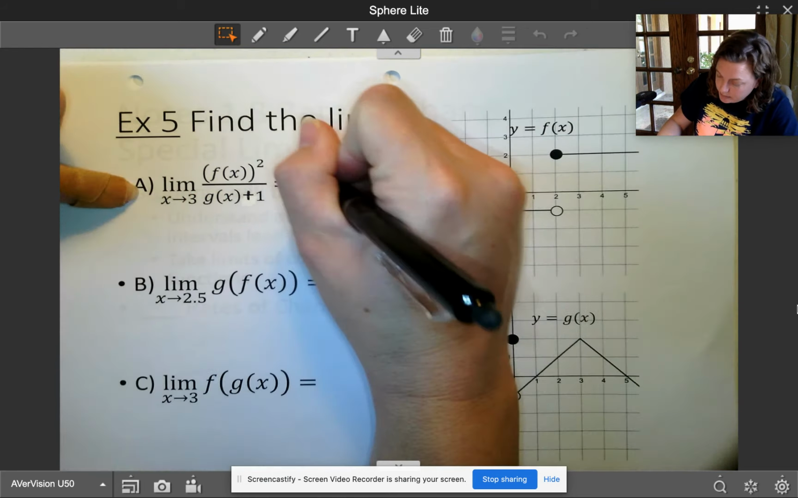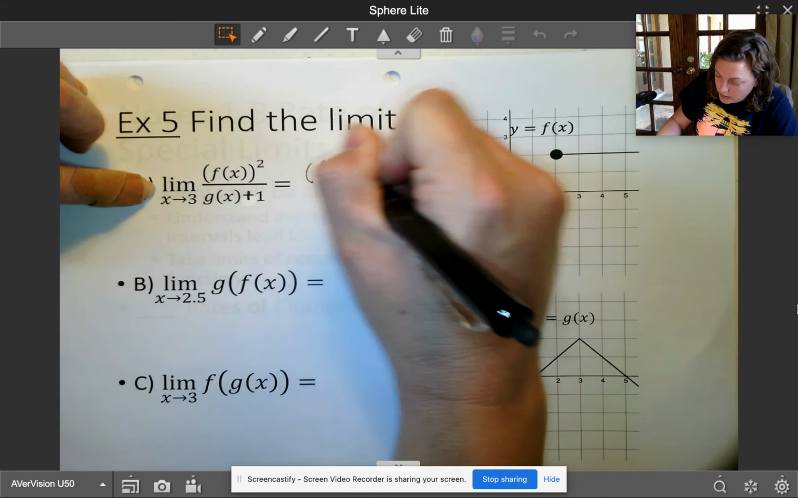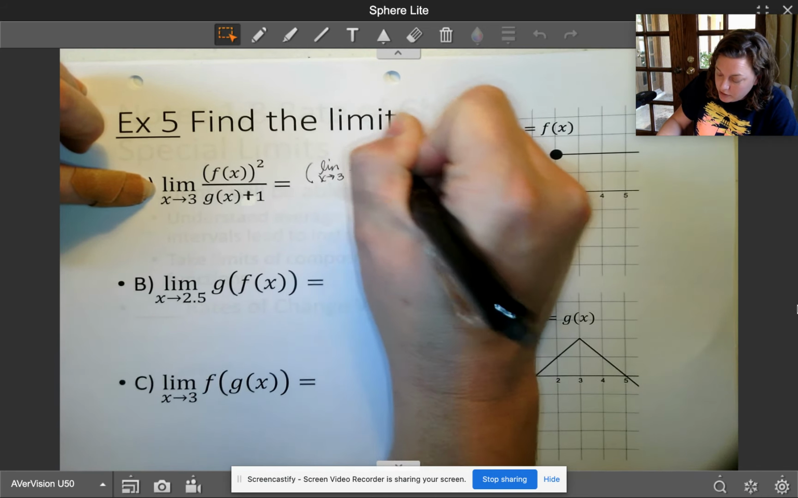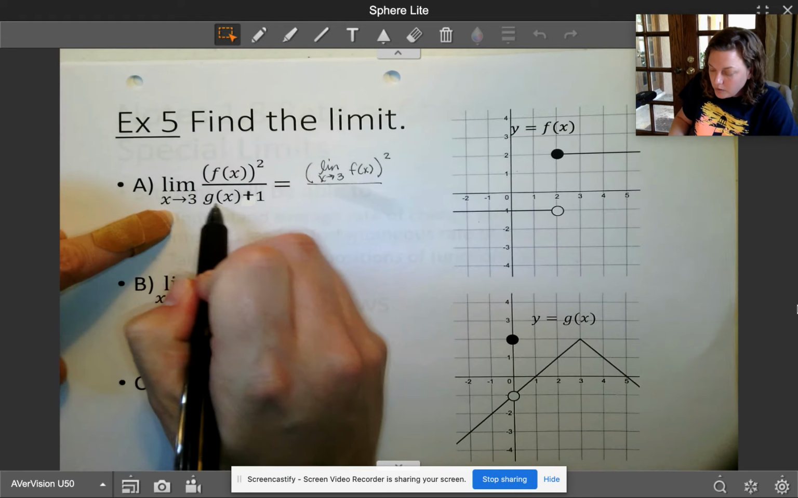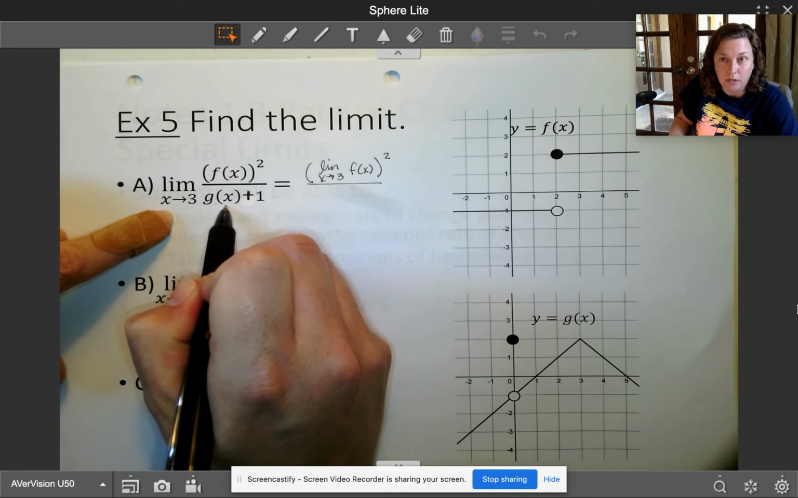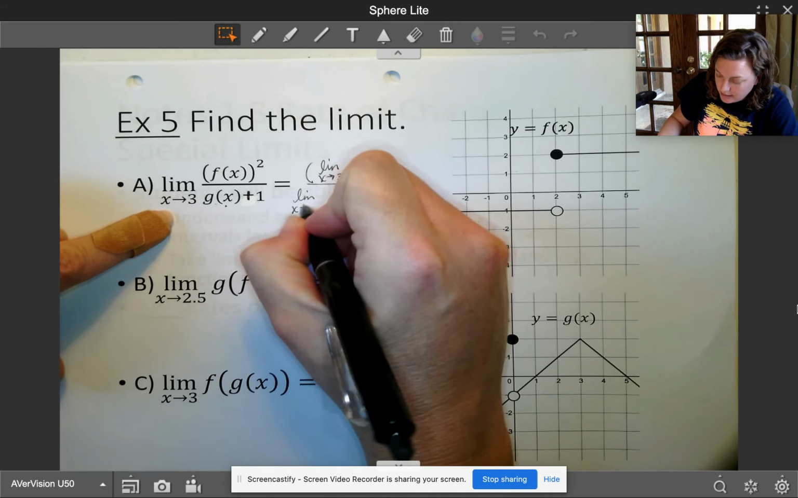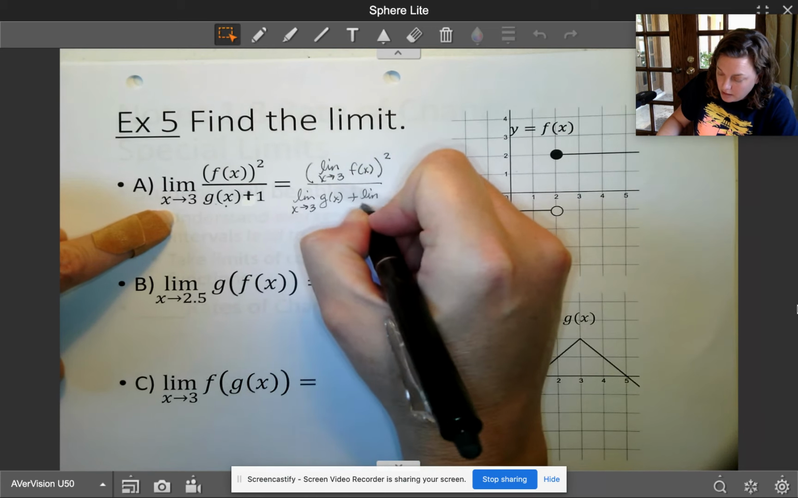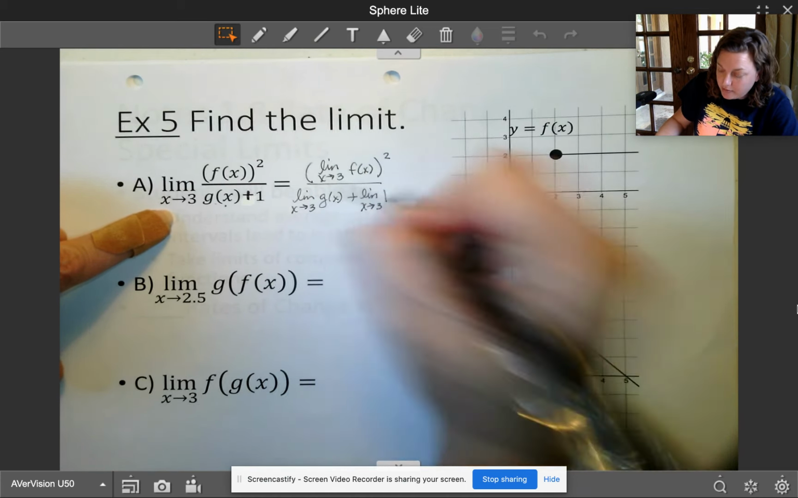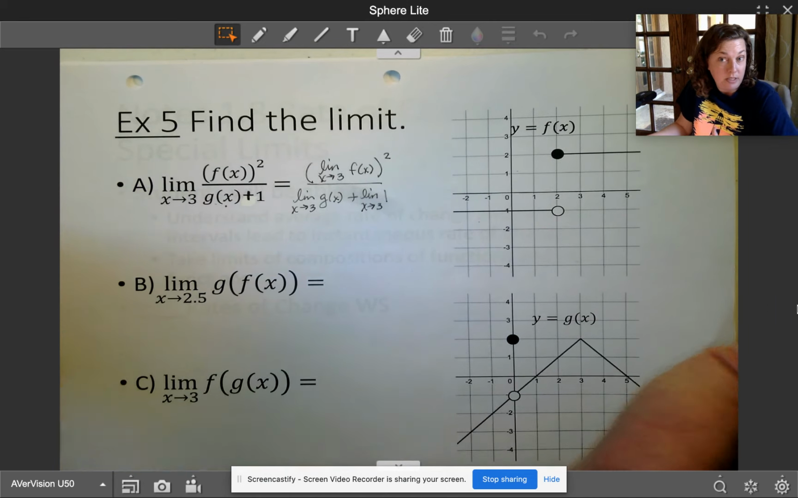So that is simply going to be the limit as x approaches 3 of f of x. And then we just get to square that result. In the denominator, we have the sum of 2 functions. So that's the sum property. It just says I get the limit as x approaches 3 of g of x plus the limit as x approaches 3 of a constant function. All right, so these are just using the limit properties, nothing too tricky about that.